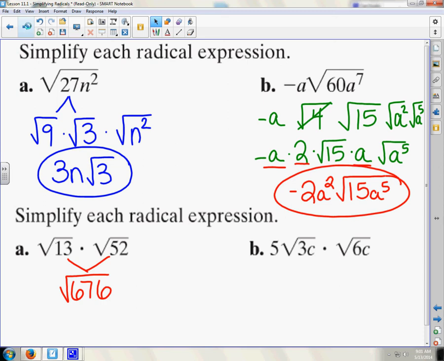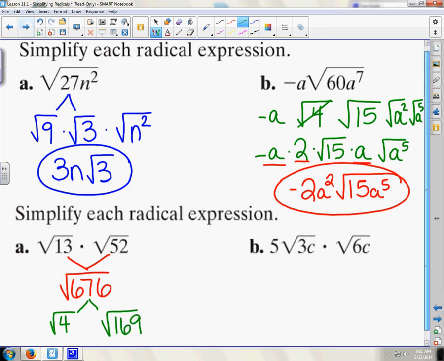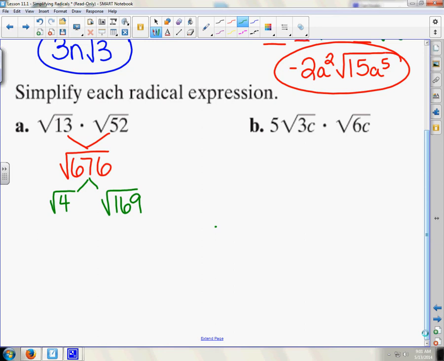Now from there, you just reduce that. So I say, okay, can that be divided by 4? Yes, it can. So it would be the square root of 4 times the square root of 169, which the square root of 4 is 2 and 169 is 13, so my answer is 26.